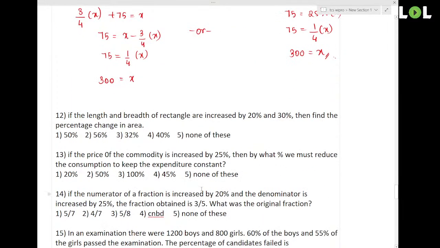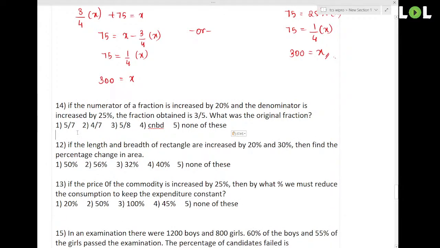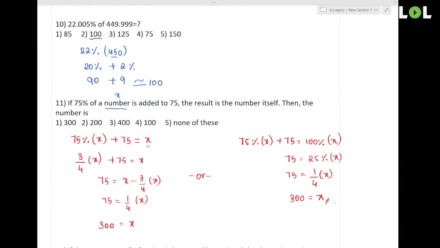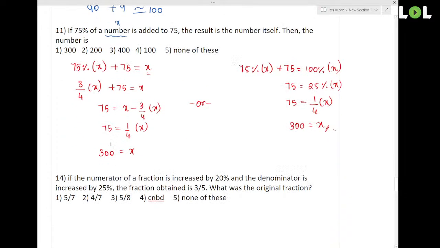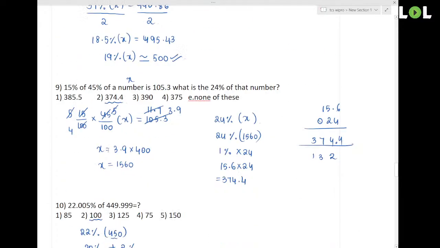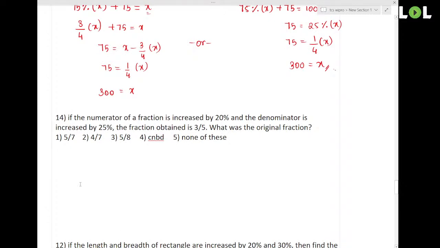Okay, so let us skip this 12th and 13th. We shall solve tomorrow. Let us solve the 14th one. Why, guys? If you observe, so far we are solving all number based questions. After number based questions, we'll go to other types of questions. Today, all the problems are number based questions in percentages. So let us see another question.